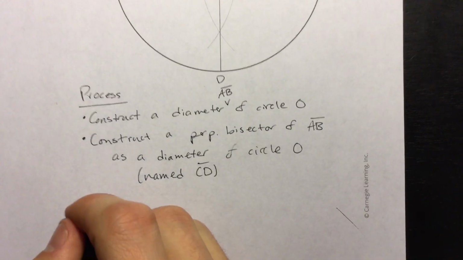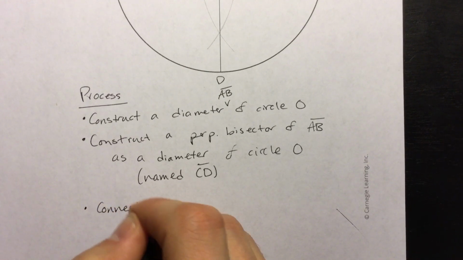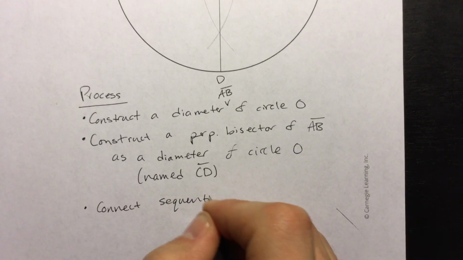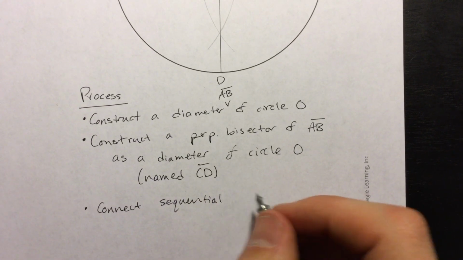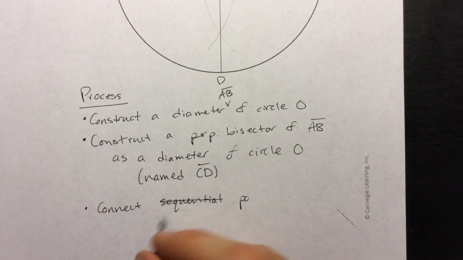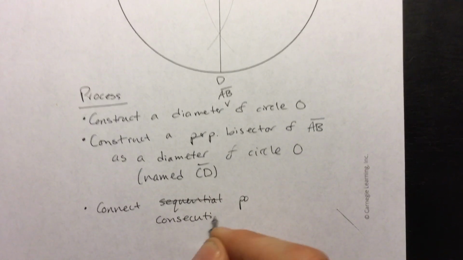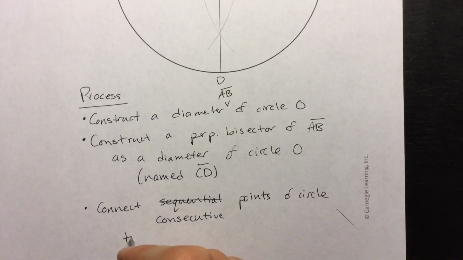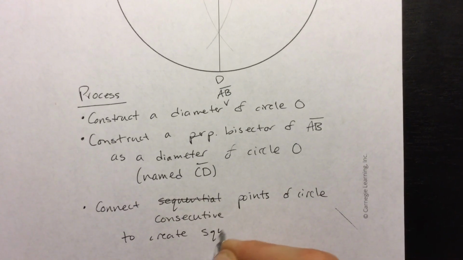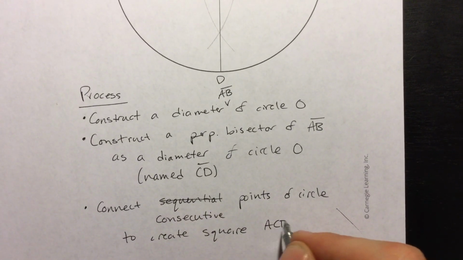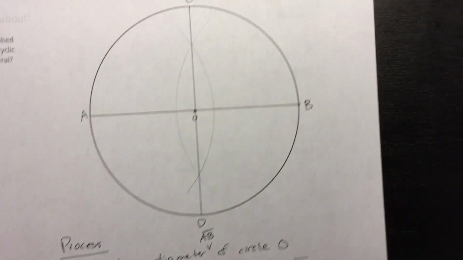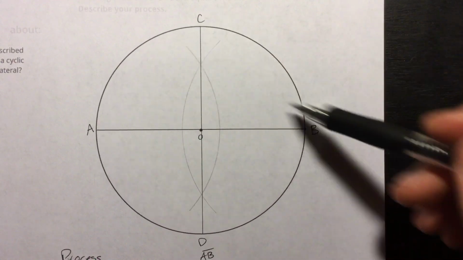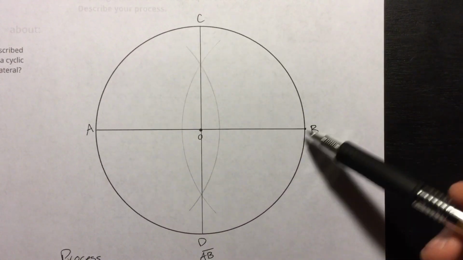And then part 3, connect sequential points, or consecutive, that's the word that they've been using. I was trying to remember. Consecutive points on the circle to create square ACBD. And I messed up, because if I really wanted to make this ABCD, I would have gone AC and then BD, and then I could have gone ABCD, but because I goofed up, we'll go ACBD for our square.